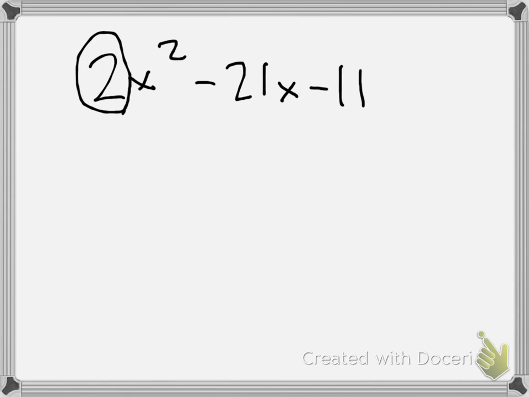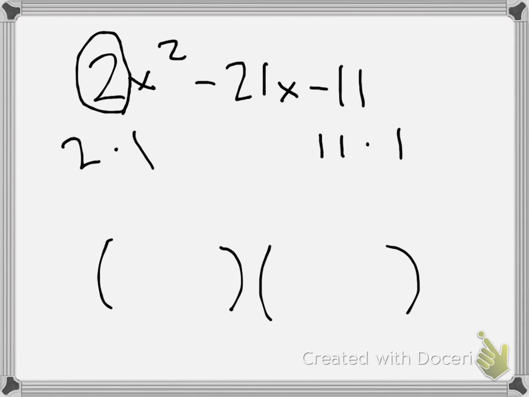we're going to try to break this thing down by kind of undoing the FOIL method, right? So we're going to try to make a couple of sets of parentheses like this, and it works well in this particular situation because there's only one way to multiply numbers together to get 2, and that's 2 times 1, right? And there's only one way to multiply numbers together to get 11. That's 11 times 1. So you know what your 4 pieces are going to be: a 2, a 1, an 11, and a 1.